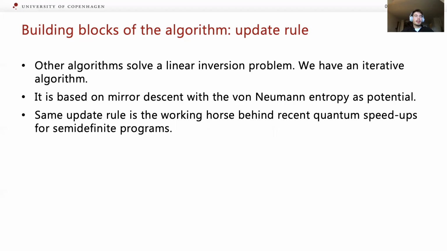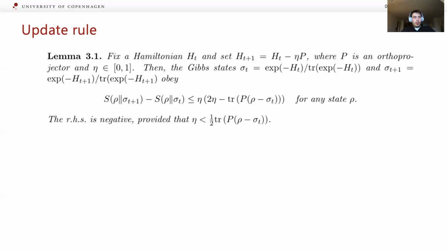In some sense, it is close to some other proposals in the literature, like self-guided tomography, and it is based on mirror descent, which is an optimization technique with the von Neumann entropy as potential. And the update rule we use to show the convergence of our algorithm is the same one behind some recent quantum speedups for semi-definite programs. So this is the update rule I mentioned before.